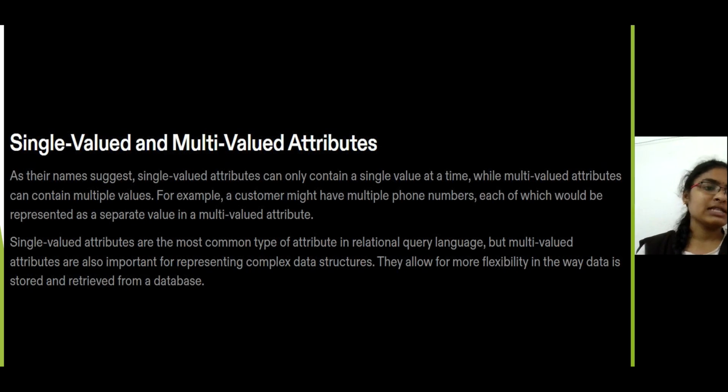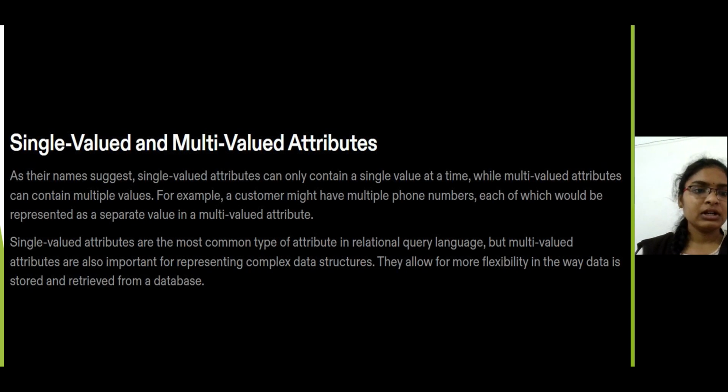As their name suggests, single valued attributes can only contain a single value at a time, while multi-valued attributes can contain multiple values. For example, a customer might have multiple phone numbers, each of which would be represented as a separate value in a multi-valued attribute.